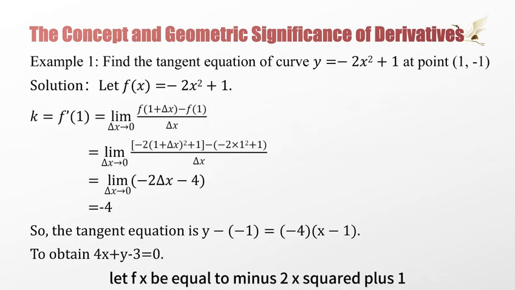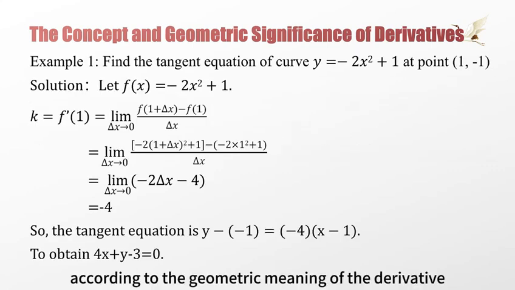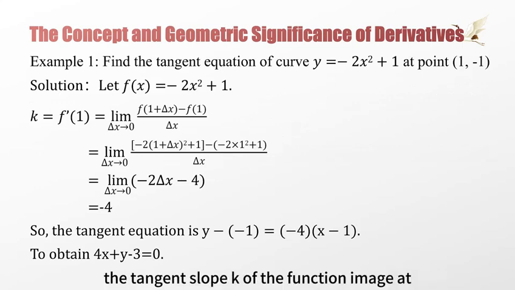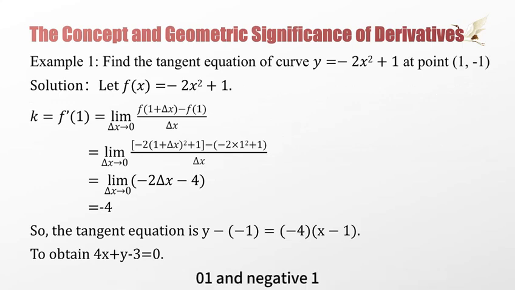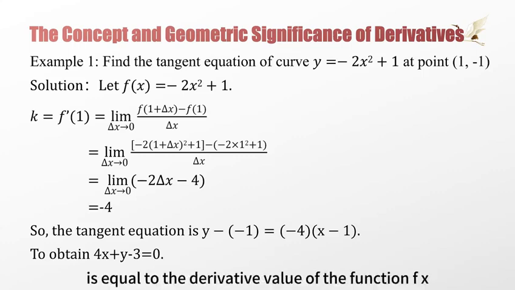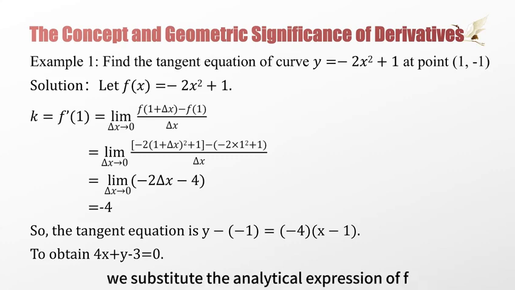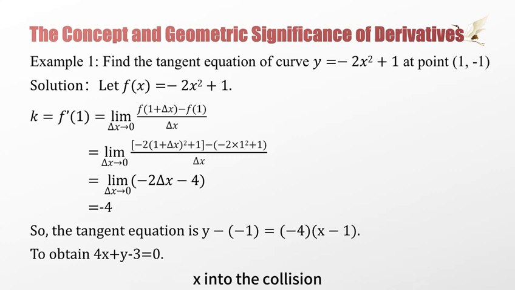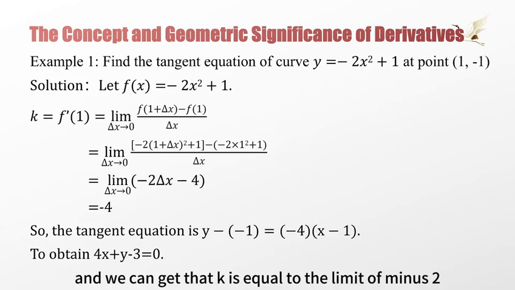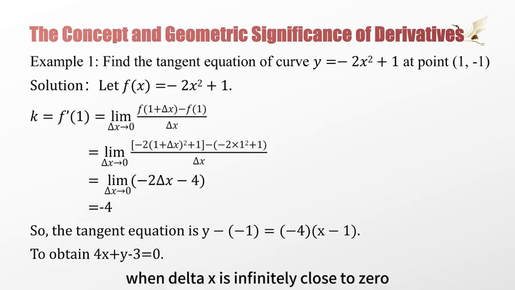Let f(x) equal -2x squared plus 1. According to the geometric meaning of the derivative, the tangent slope k of the function image at point (1, -1) is equal to the derivative value of the function f(x) at x equals 1. According to the calculation formula of the derivative, we substitute the analytical expression of f(x) and simplify, and we get that k is equal to the limit of -2 delta x minus 4 as delta x is infinitely close to 0. When delta x is infinitely close to 0, -2 times delta x is also infinitely close to 0, and then subtracting 4 is infinitely close to -4, so k is equal to -4.